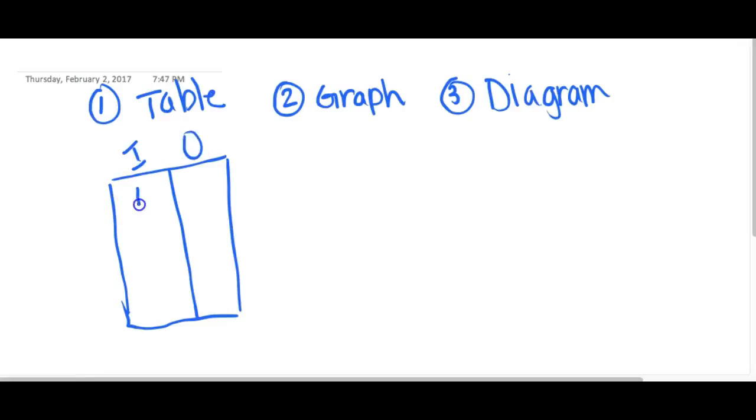So if we put 1 in and we get 2 out, then we put 2 in, we get 4 out. We put 3 in, we get 6 out. We put 4 in and we get 8 out. Okay, so these all have these wonderful little rules. This happens to be a function table because each input has one output.